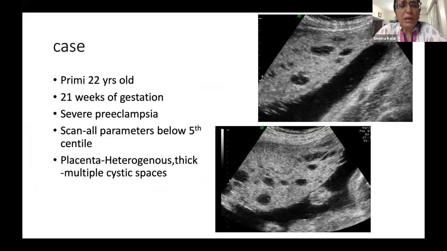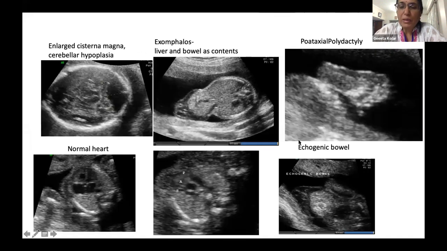This is another case where, at 21 weeks, she came to us with very high blood pressures. On scan, the fetus was small, and the placenta showed cystic spaces. There were multiple abnormalities like an enlarged cisterna magna, cerebellar hypoplasia, exomphalus with liver and bowel contents. You can see there is post-axial polydactyly, echogenic small bowel, heart was normal. So there are placental cystic spaces, and the first suspicion was whether we are dealing with a partial mole.